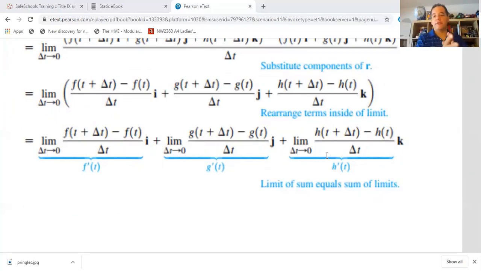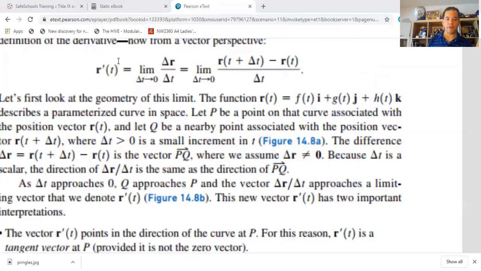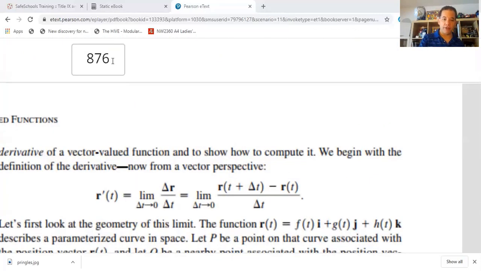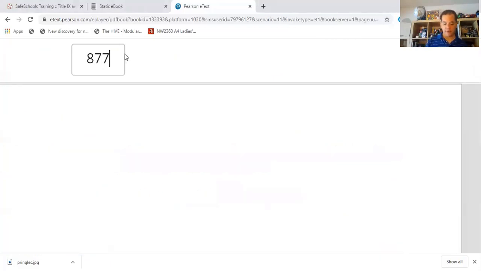So the way to do the derivative is the easiest thing in the world. All you need to do is take the derivative of each part: the derivative of the x component, the derivative of the y component, and the derivative of the z component. That's how you figure out the tangent vector. So let's look at the definition on the next page, and then we'll start doing a few examples. So here's the next page.